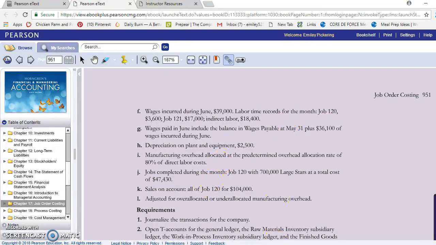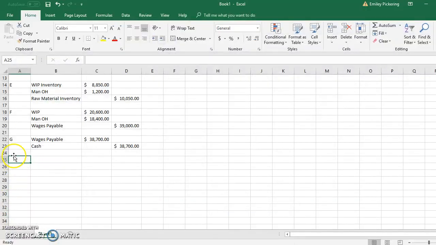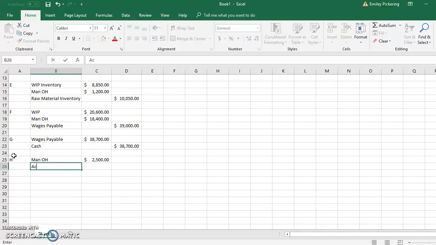Depreciation on plant and equipment was 2,500. So H. Here we have depreciation is an indirect expense, so that's going to go into manufacturing overhead, 2,500. There is no cash outlay for that. It's just depreciation, so we're going to call that accumulated depreciation of 2,500. Okay. All right, let's look at I.